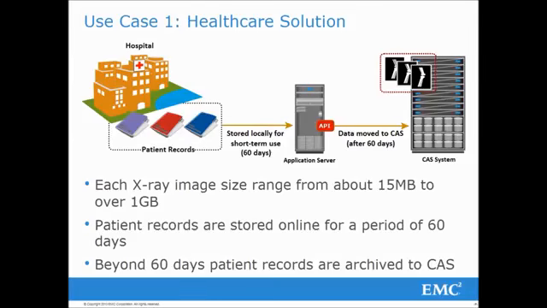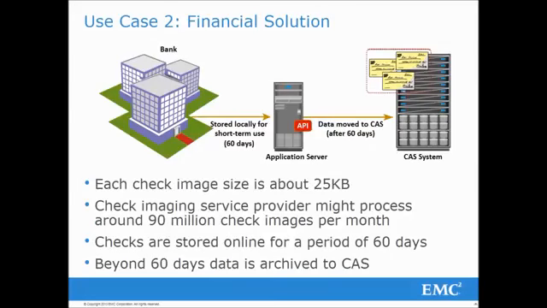A second use case of CAS is in finance. In a typical banking scenario, images of checks, each approximately 25 KB in size, are created and sent to archive services over an IP network. A check imaging service provider might process approximately 90 million check images per month. Typically, check images are actively processed in transactional systems for about 5 days.